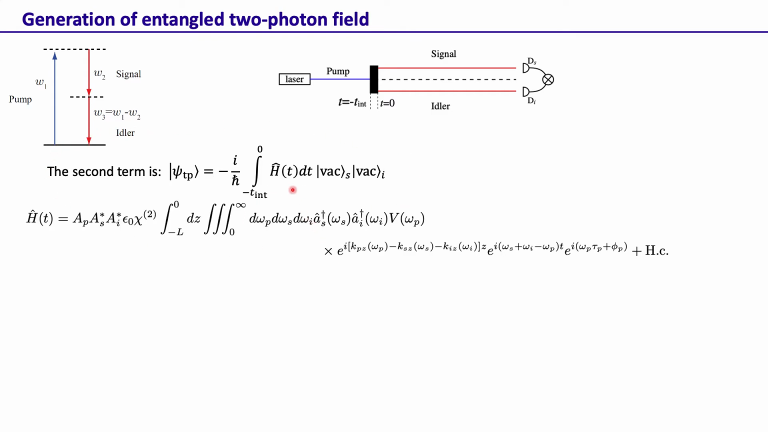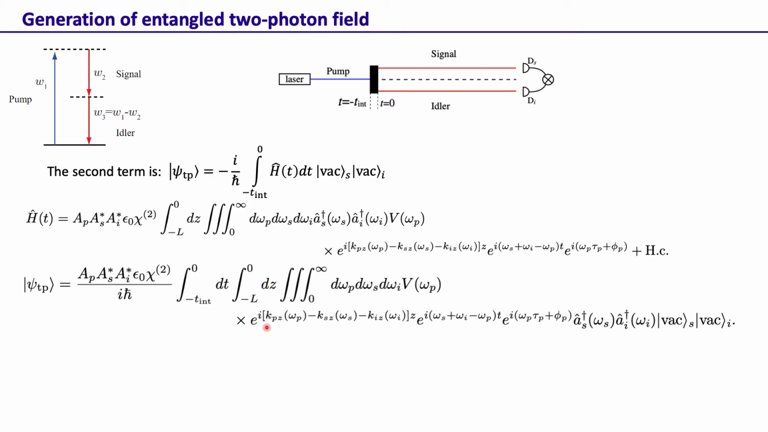Now we have already derived the Hamiltonian for this a few slides back, and that is the expression that we have here. So the 2 photon state that gets produced at the exit face of this crystal or the nonlinear medium is given by this expression, this long expression.